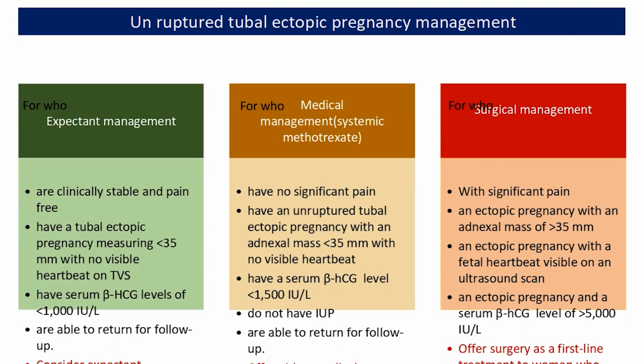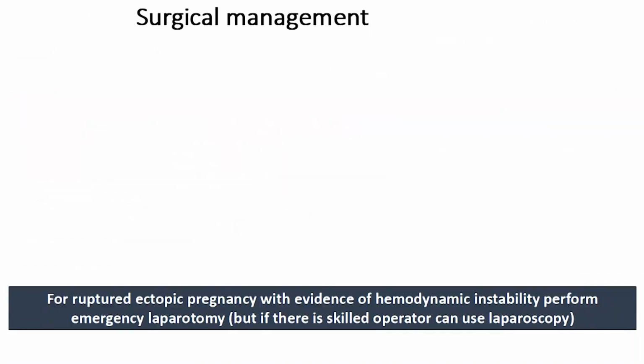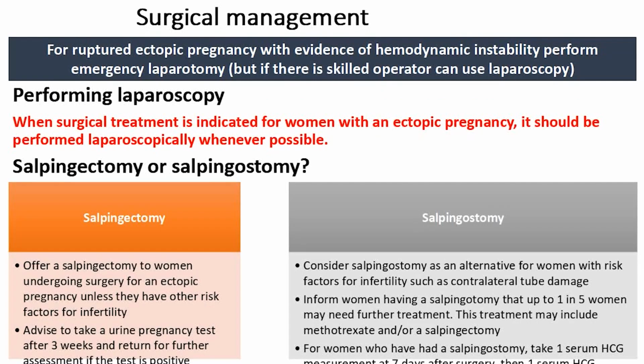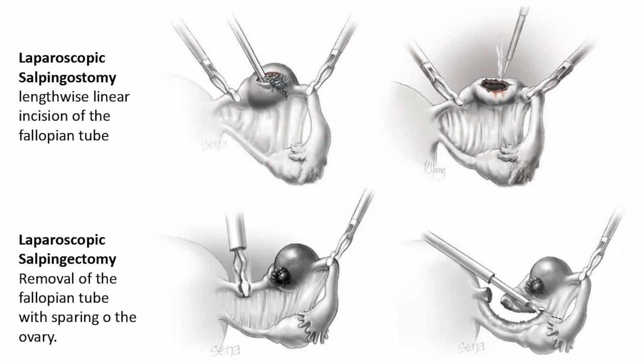Management. Management depends on the patient's clinical stability, gestational age, and investigation findings. Medical management with methotrexate is suitable for stable patients with early unruptured ectopic pregnancy. Surgical management, including laparoscopy or laparotomy, is indicated in cases of rupture or hemodynamic instability. Expectant management may be considered in carefully selected asymptomatic cases. Nurses play a critical role in monitoring, patient education, and emotional support throughout treatment.